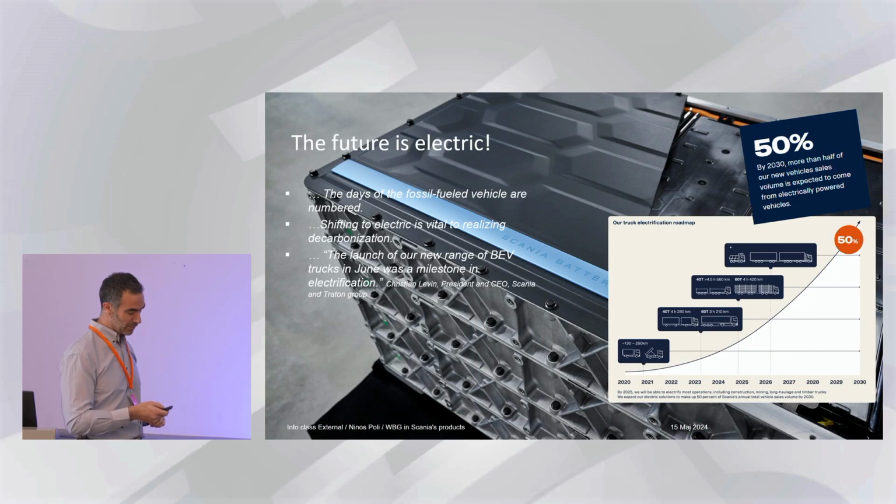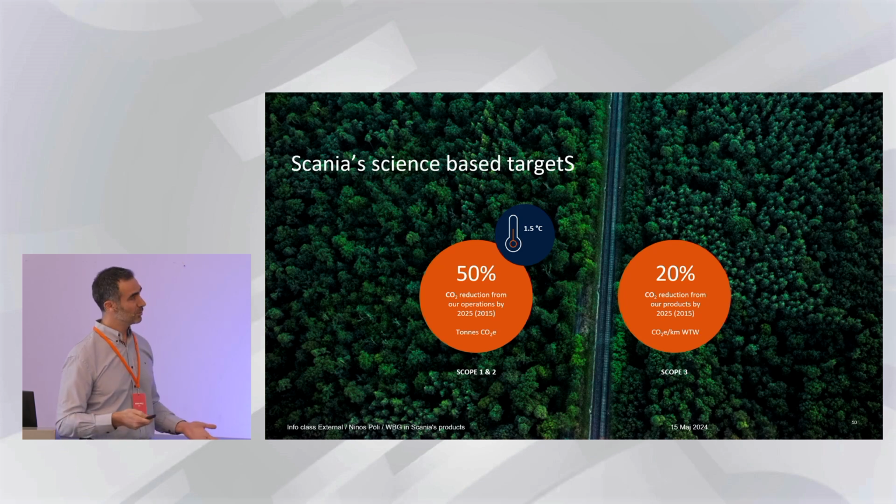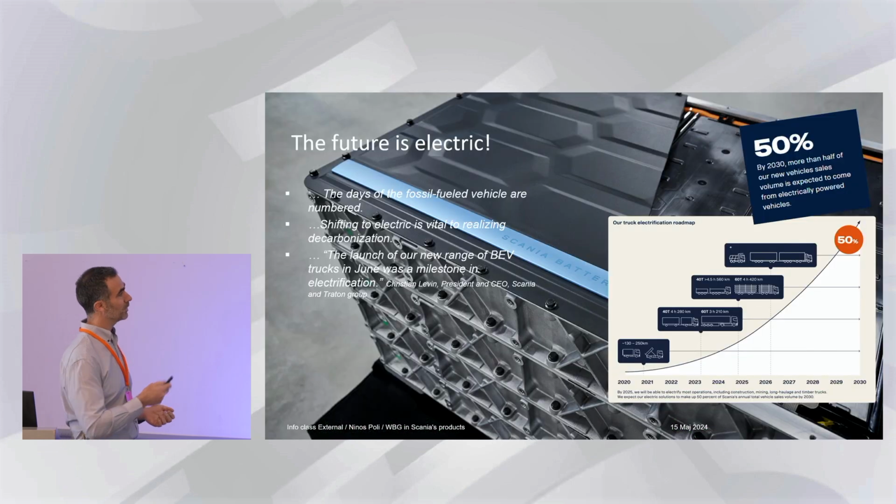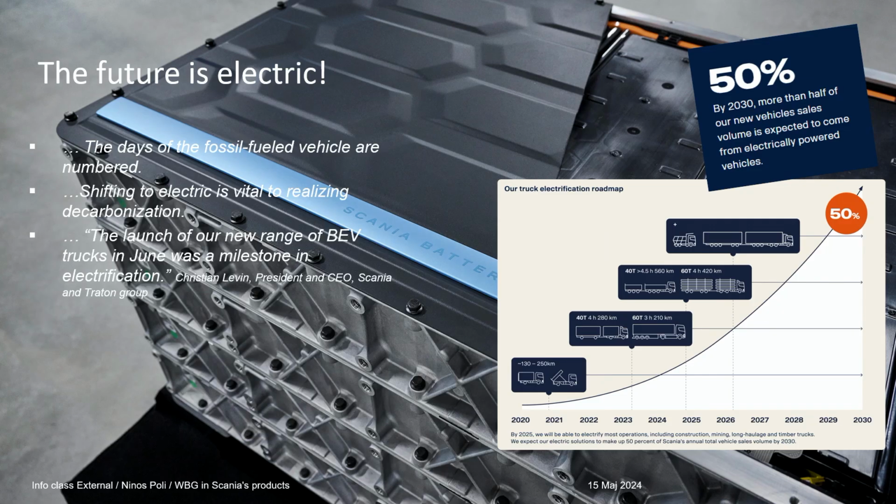And to help us achieve these targets, to reduce CO2, which is the main purpose now, is to electrify our product portfolio. So the future is electric, which we can all agree on, and that's also the vision of Scania. We have a clear statement from our management saying that the days of the fossil-fueled vehicles are numbered, and shifting towards electrical vehicles is vital, and so on.